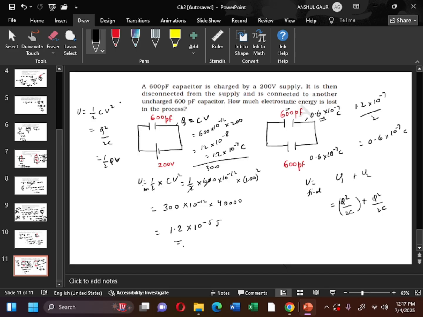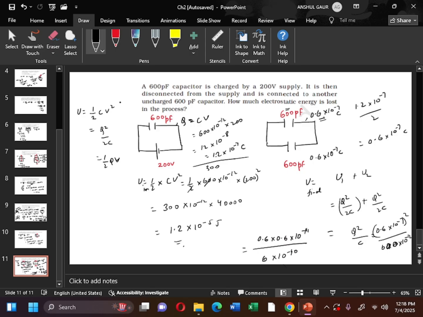Both the capacitors have the same charge as well as the same capacitance. So taking the same Q and C, this value comes out to be Q square upon C. Now putting in the respective values, 0.6 into 10 to the power minus 7 whole square upon 600 into 10 to the power minus 12, this is the capacitance. After solving this, this comes out to be 0.6 into 0.6 into 10 to the power minus 14 upon 6 into 10 to the power minus 10.